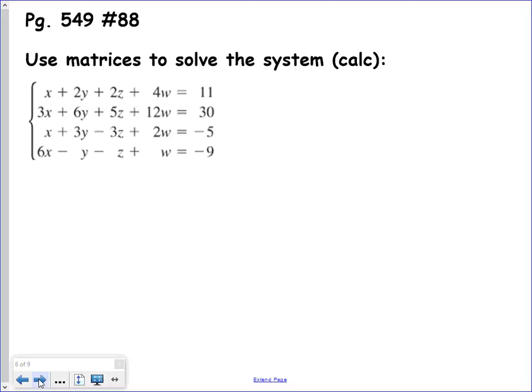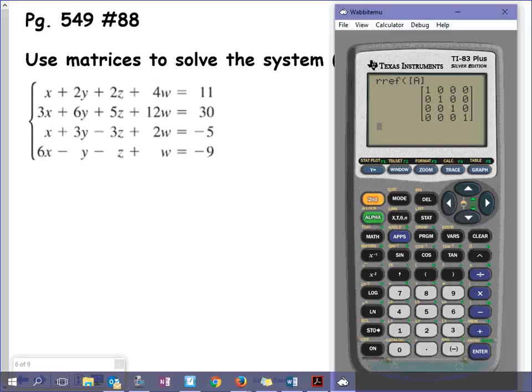And we would like to solve this system using our calculator. So you're going to go to your matrix menu. And you can either type over A or you can do B. It doesn't matter.